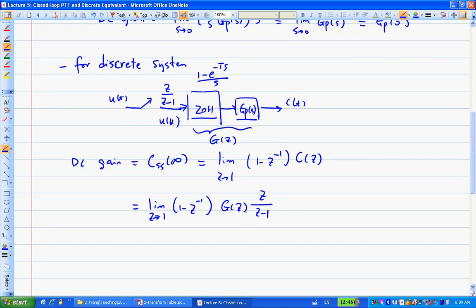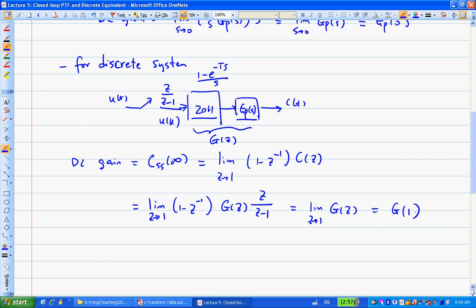So G(z), if you have the plant here and you have this one here, in the previous lecture we derived a general formula for this. So then you can cancel many terms. This one here, z minus 1 over z, you can cancel this term. So that basically ends up with G(z) here, which is equivalent to G(1). So this is the DC gain for a discrete system.